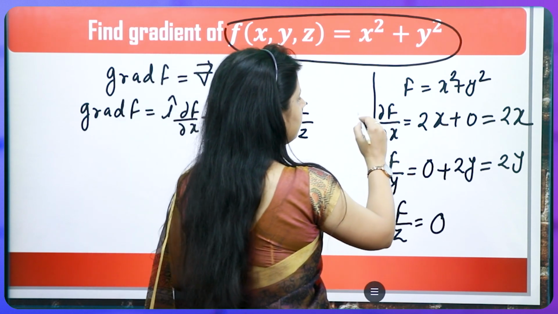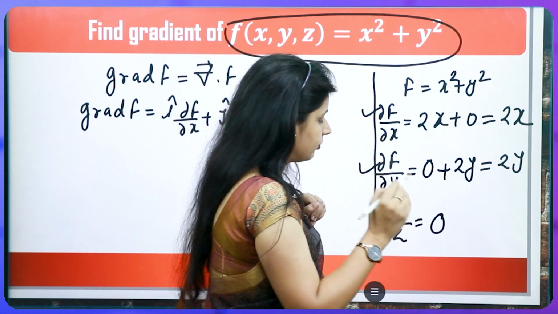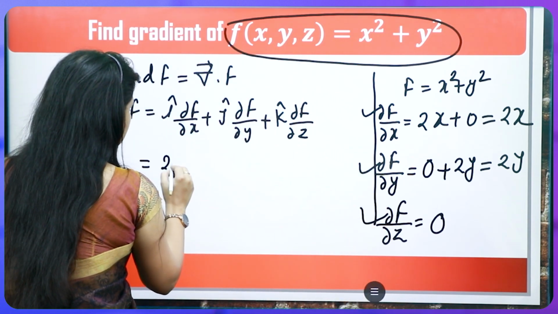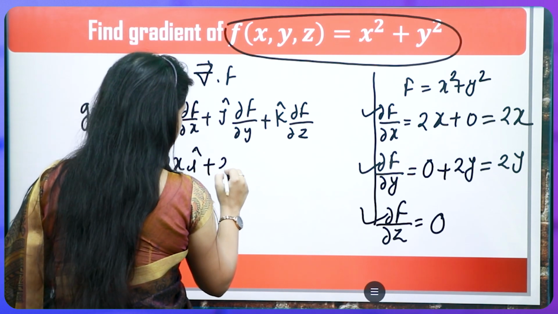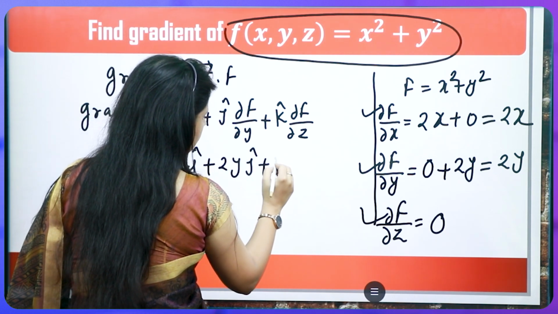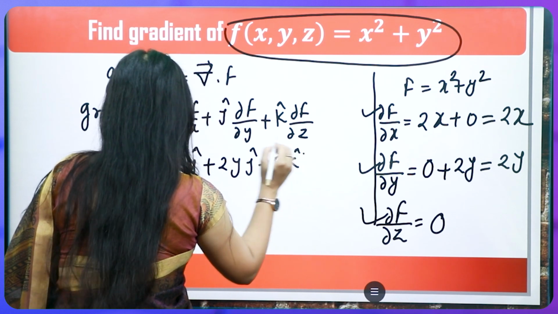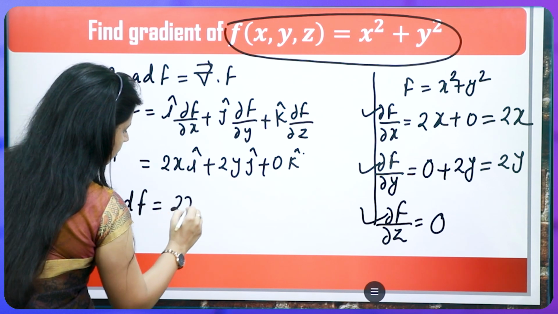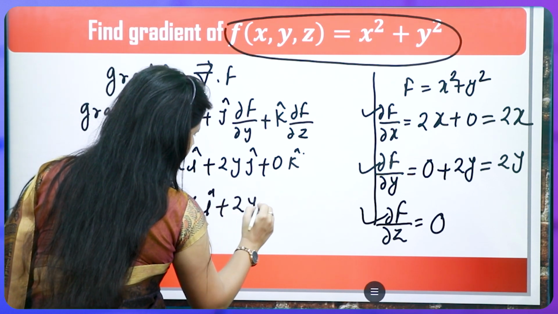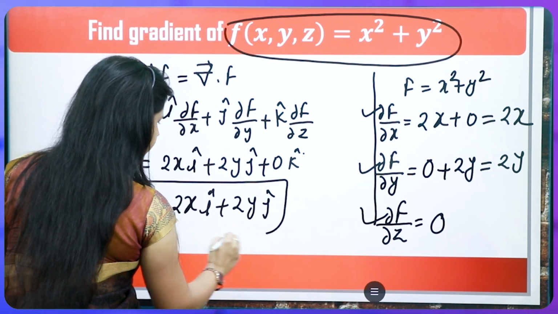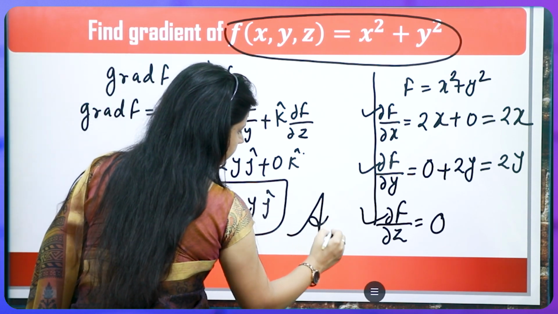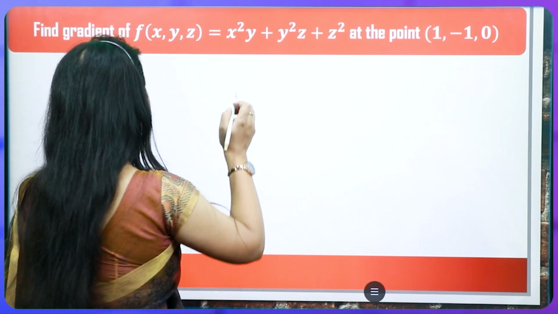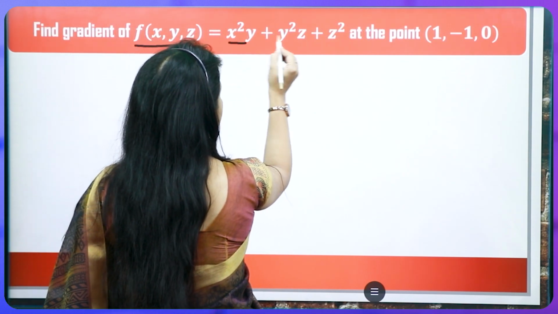Now, we will substitute the values of del f by del x, del f by del y and del f by del z in our formula. So, we will get 2x i cap plus 2y j cap plus 0 k cap. That is, the gradient of this given function f is 2x i cap plus 2y j cap. That is our answer.